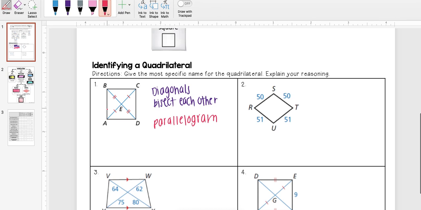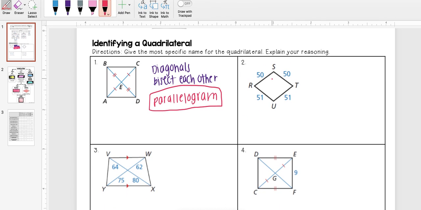Here, I know it looks like it has 4 congruent sides, but it's not marked, so I can't assume. I also don't have a marking that the diagonals are perpendicular to each other, so I can't say it's a rhombus. So that means the most specific name for this one is a parallelogram.